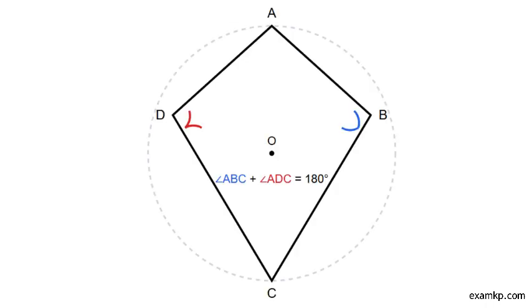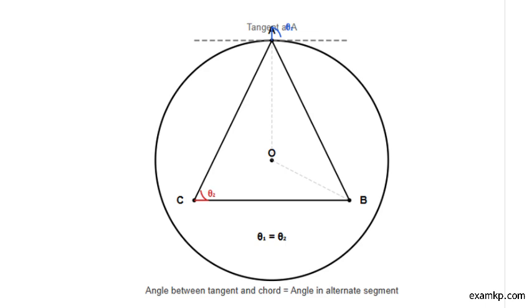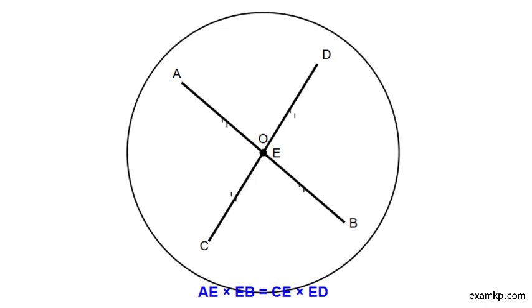Theorem number 3. Opposite angles in a cyclic quadrilateral sum to 180 degrees. Theorem number 4. Tangent chord angle equals angle in alternate segments. So if tangent touches point P and chord PQ is drawn, then angle between tangent and PQ equals the angle in the opposite segment. Theorem number 5. Intersecting chords theorem. If two chords AB and CD intersect at E, then AE times EB equals CE times DE.